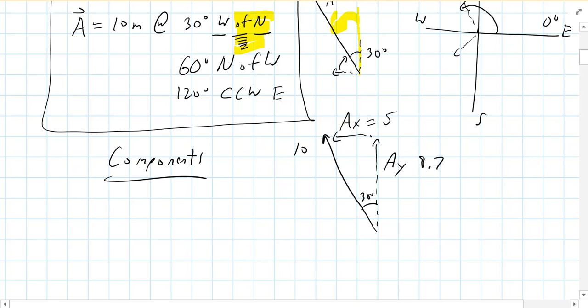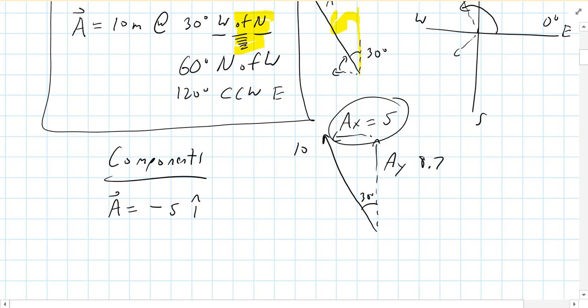Now, here's how you would write this in unit vector notation. You would say vector A equals, now this may be a little new for a few of you, we don't write AX and AY. We write I, J, and K components. X is like I. This AX is to the left, so that's the negative. So you would say negative 5 I hat. And you literally pronounce that I hat.